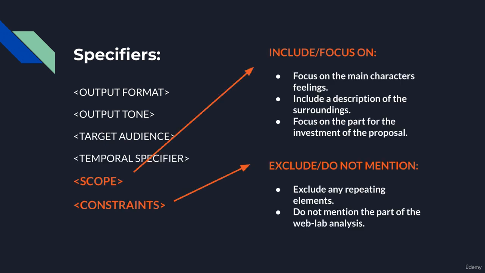Lastly, we have the scope and the constraints. The scope specifies what to include in the prompt, while the constraints specify what to exclude or how much to include. To define the scope, you might say focus on this or include this. To define constraints, you might use statements such as exclude or do not mention.